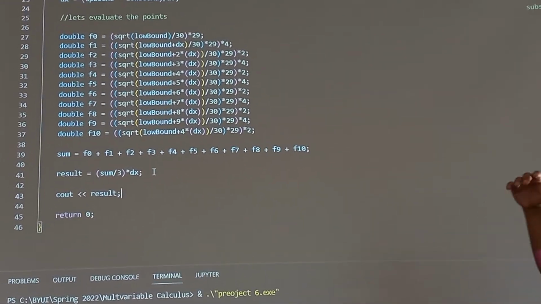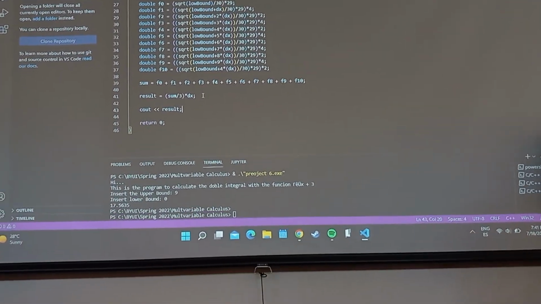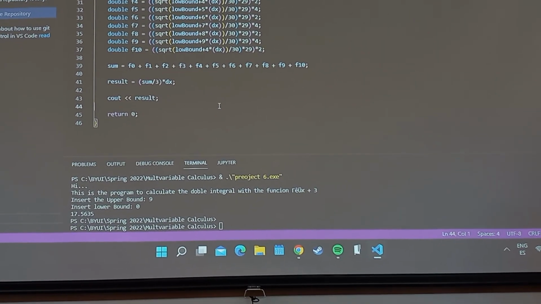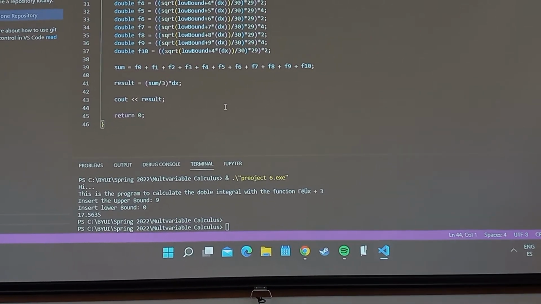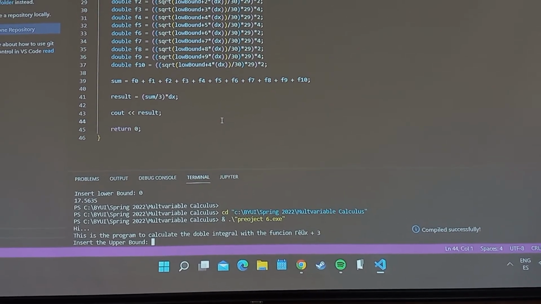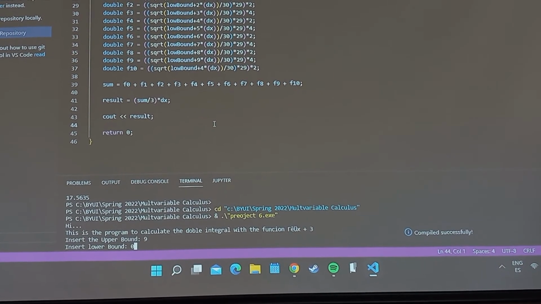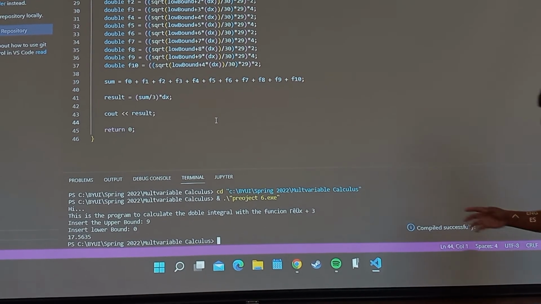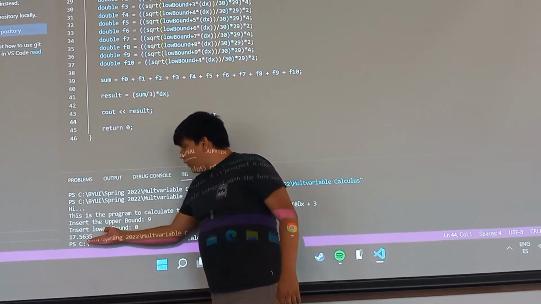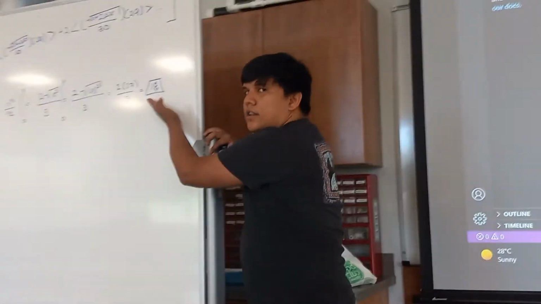So now we're going to test our code for the double integral. Okay, it's asking us for the upper bound. Put a 9 and the lower bound as 0. As you can see, we got 17.5635. So it is very close, an approximation to the true result, which is 18.